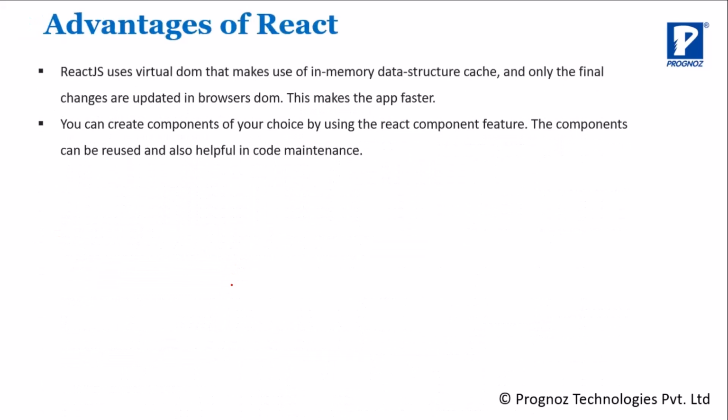Advantages of ReactJS. What is the advantage? React uses a virtual DOM, so it makes use of memory. In data structures, that concept is called cache memory, we can say. Only the final changes are updated in the browser DOM, so the application is faster. We can create components as per our choice using React component features, and a component can be reused whenever required, and it helps us maintain the code easily. So that is the advantage.